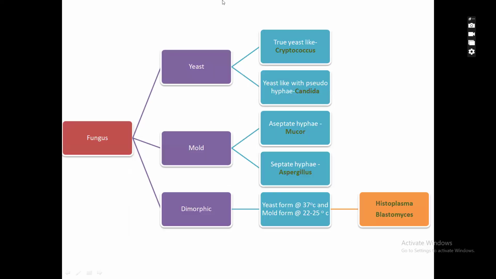So after gram-negative and gram-positive, we come to the classification of fungus. The fungus is mainly classified into yeast, mold, and the dimorphic. The yeast is also of two types, true yeast or Cryptococcus, or yeast-like with pseudohyphae. The true yeast is the Cryptococcus, mainly involved in the causation of meningitis. But the yeast-like with pseudohyphae is the Candida.